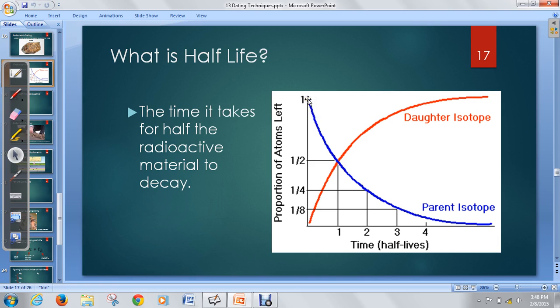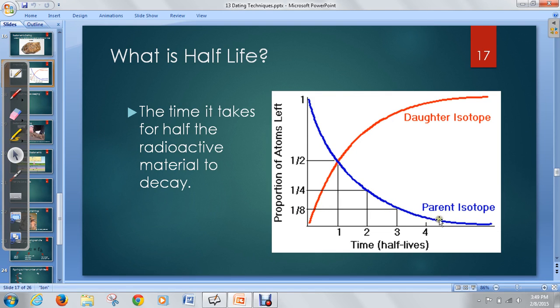Let's focus on the blue line, the radioactive material. After a certain amount of time, you start losing radioactive material because it's giving off radiation, and it'll reach this point where only half the material is radioactive. We call that time one half-life. If we wait one half-life, only half of our material will be radioactive. If we wait another half-life, then only a fourth will be radioactive, because that's a half times a half. Another half-life, and only an eighth of it will be radioactive: a half times a half times a half, and so on.